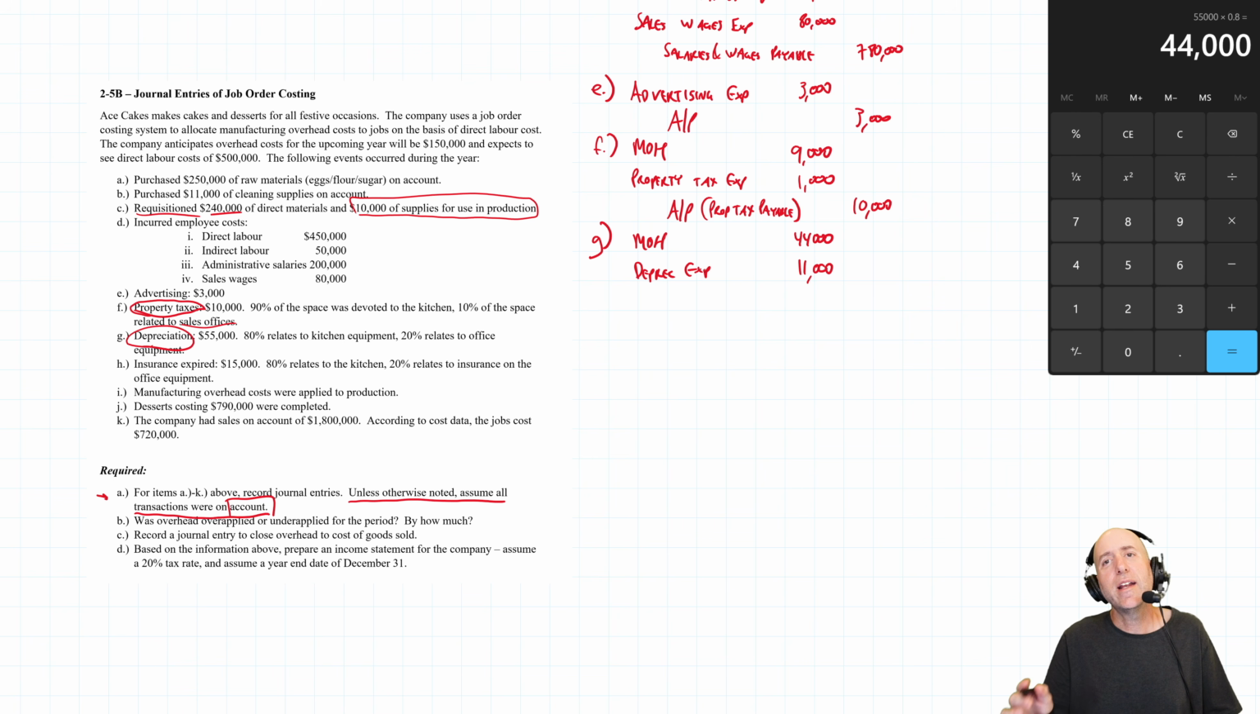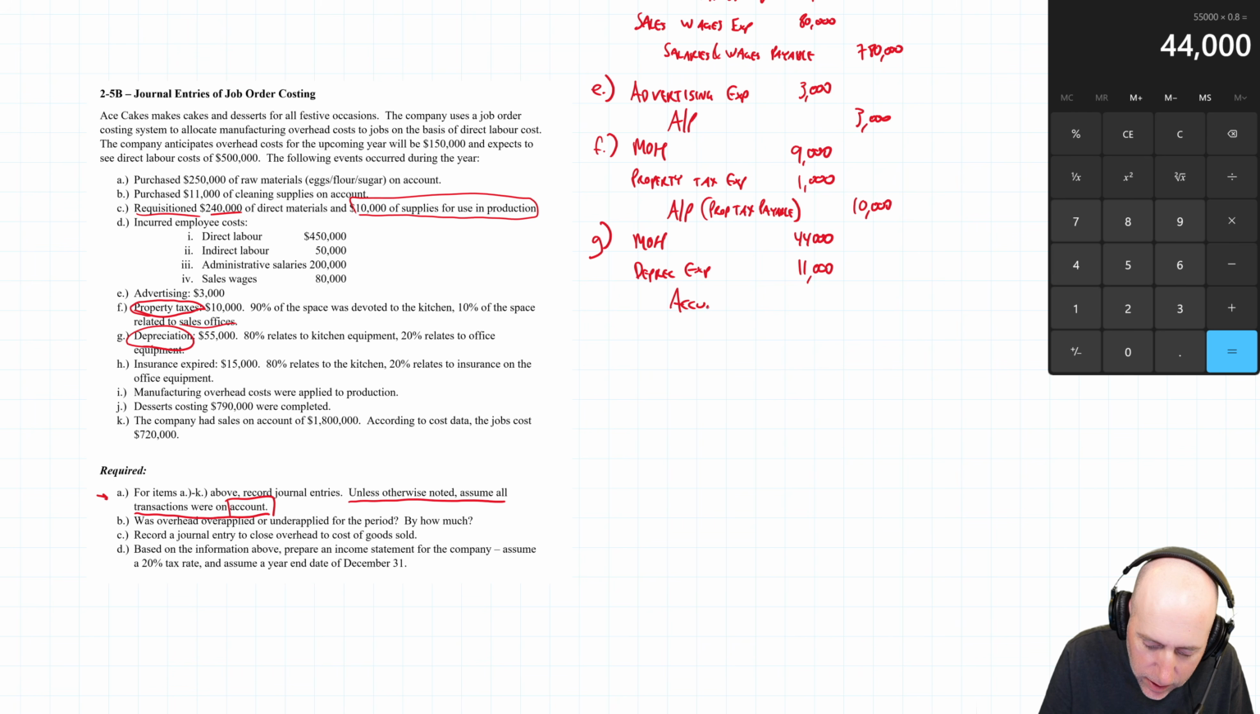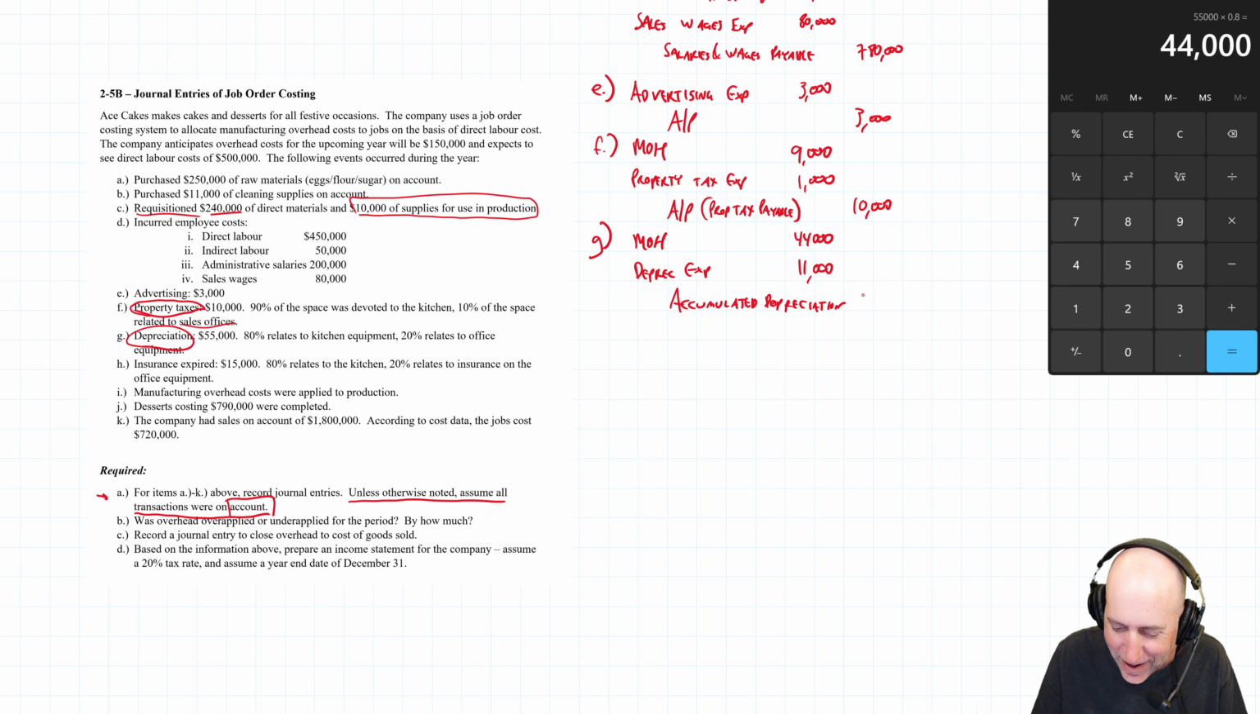11,000. The credit here is funny, and you have to remember your intro accounting class. You don't credit depreciation payable or something like this. You credit accumulated depreciation. That's the credit that goes with depreciation, and you just have to remember it. If you don't remember it, you're going to screw it up. Credit accumulated depreciation. That is so messy. I'm going to fix that.